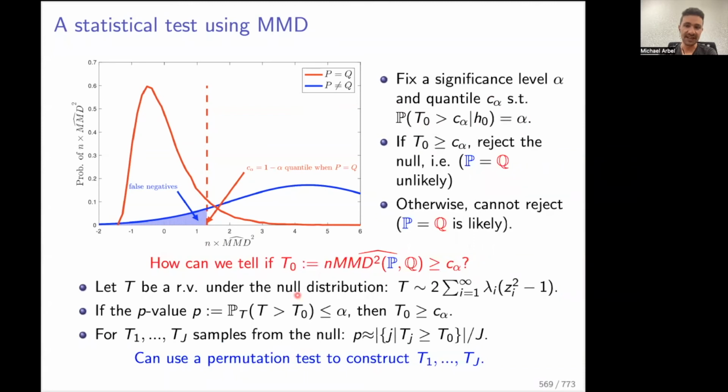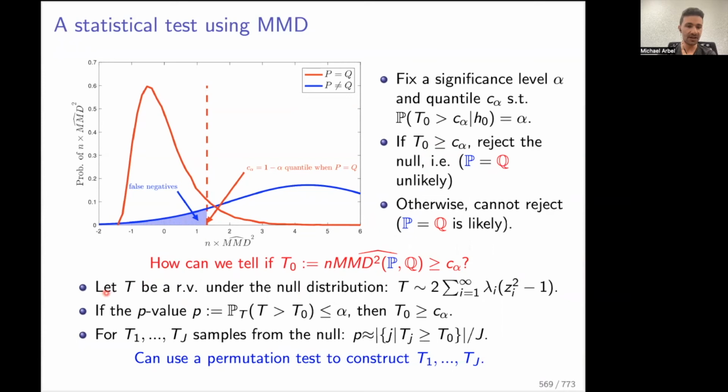What we're going to do instead is just try to do this a bit indirectly to decide whether T0 is greater than the quantile C alpha without actually computing directly this quantile. And for this, we'll assume that we can sample from this red distribution. And we'll see later how we can define a mechanism to be able to sample from this distribution, the red one.